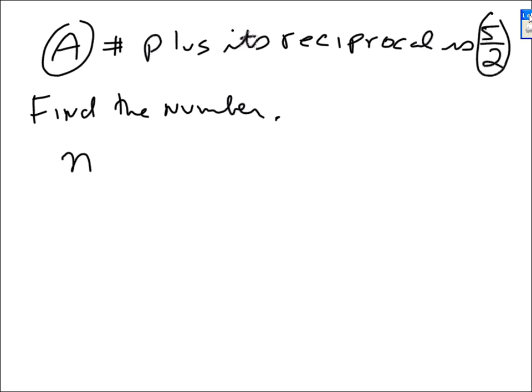Let n equal a number. A number plus its reciprocal. This is understood to be n/1. There's the reciprocal. And this is equal to 5/2. So our goal is to get rid of the denominators. The denominators are n and 2. The least common denominator will be 2n. You need to kill off the 2 and the n.